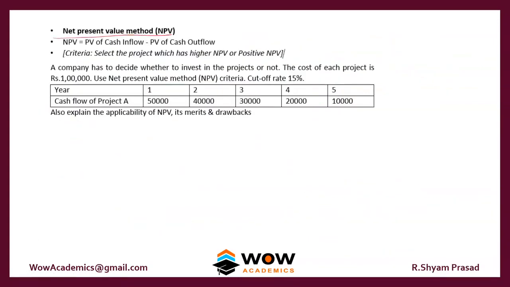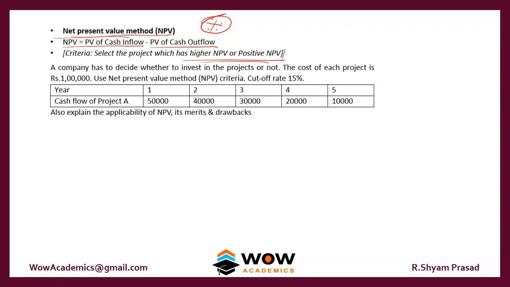So this is a very, very important method and it's called NPV, net present value. So NPV works like this. NPV is nothing but the present value of cash inflow minus the present value of cash outflow. The criteria is the higher the NPV, the better. If it's a positive NPV, it's better. So we'll work out the sum.